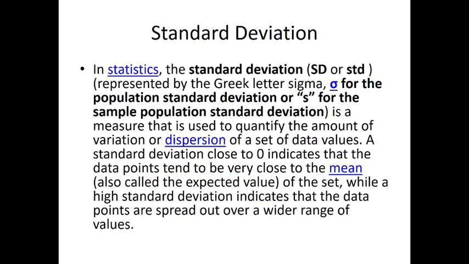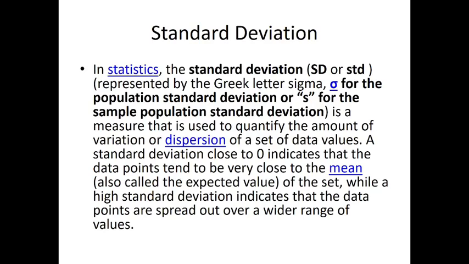So next, let's talk a little bit about standard deviation. Standard deviation can be abbreviated as STD. It can be abbreviated as the lowercase Greek letter sigma, and that's if we're talking about a population standard deviation. Or it can be abbreviated as a lowercase s if we're talking about the sample standard deviation. That's what we will typically be dealing with in AP Biology.